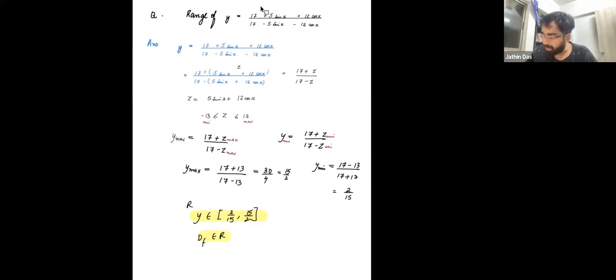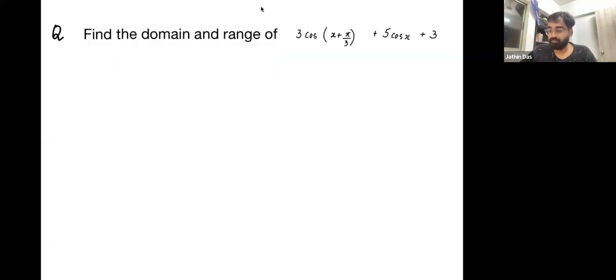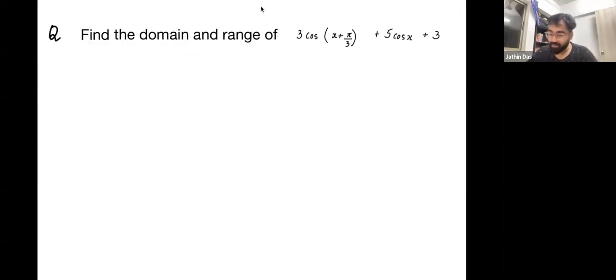This is the same type as the one we did now, so try it fast. Expand it.